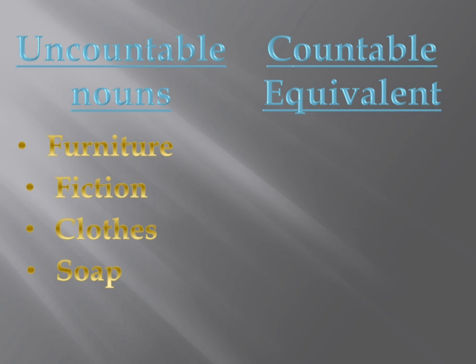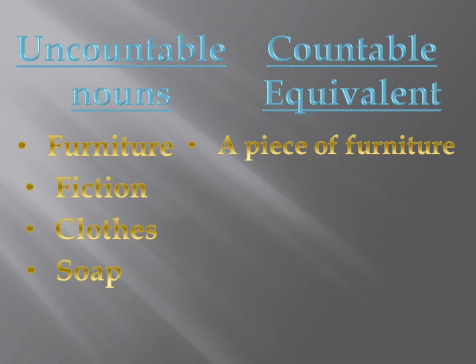So how can we change these uncountable nouns to countable nouns? There are some countable equivalents of these uncountable nouns. For example, if you want to mention furniture as a single entity, you can say a piece of furniture. Example, there are two pieces of furniture in my home. Otherwise, you can mention the particular furniture. I have two chairs in my bedroom. So you can mention the particular furniture or you can say a piece of furniture.